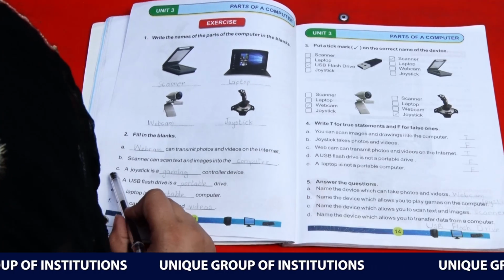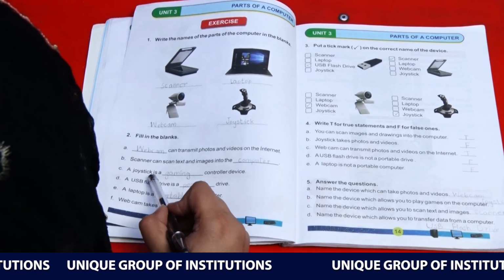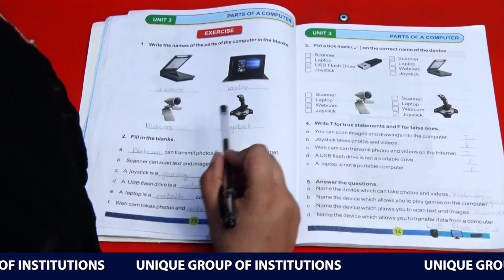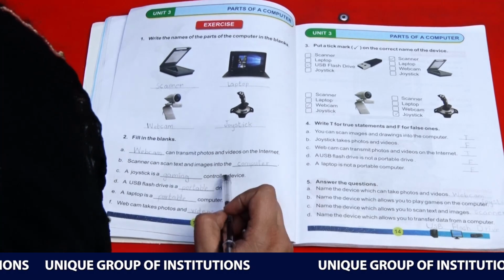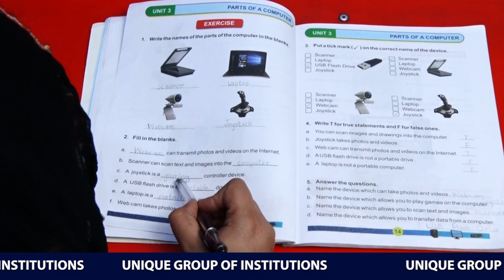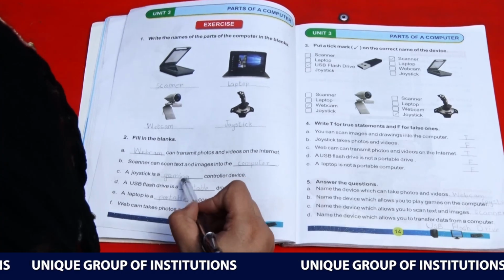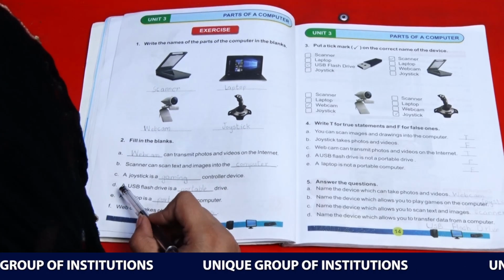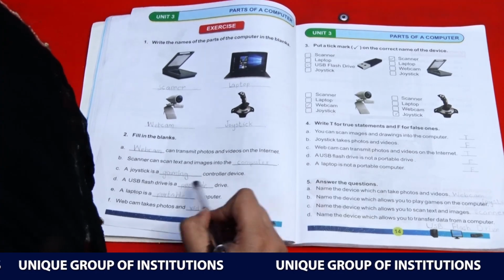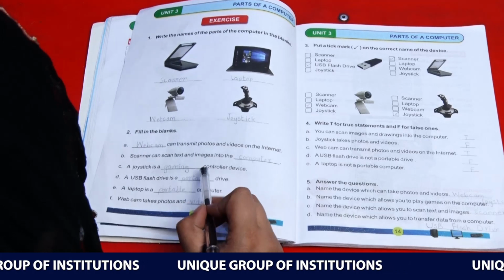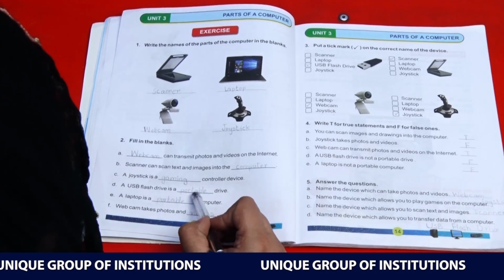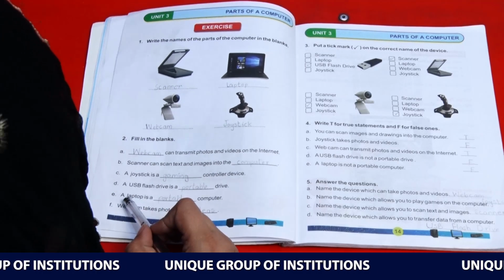COMPUTER. C. A joystick is a dash controller device. We all know that this joystick is a gaming controller device. So, we will write GAMING, gaming. Part D. A USB flash drive is a portable drive. So, we will write PORTABLE, portable drive.